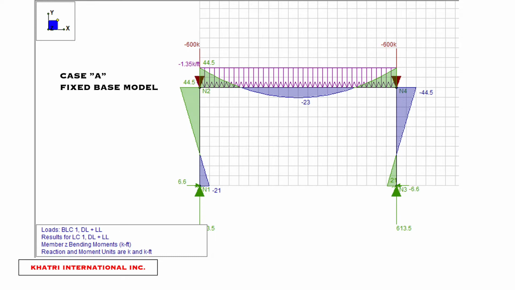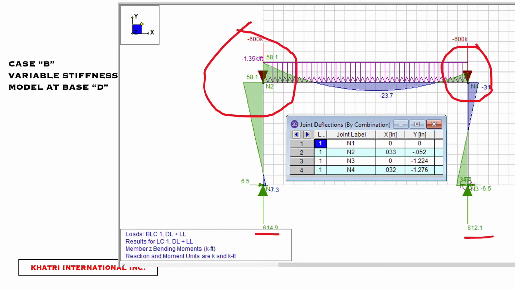I want you to look at the left corner where you see the moment of 44.5 foot kips. Pay attention to that and pay attention to the moment on the right, which is symmetrical, and see what happens as we start to move the lower right joint, letter D, downward. In this analysis, I have reduced the stiffness in joint D, which is the lower right joint. And you see the deflections there. We're getting about 1.25 inches of deflection in node number 4, which is joint D on my diagram.